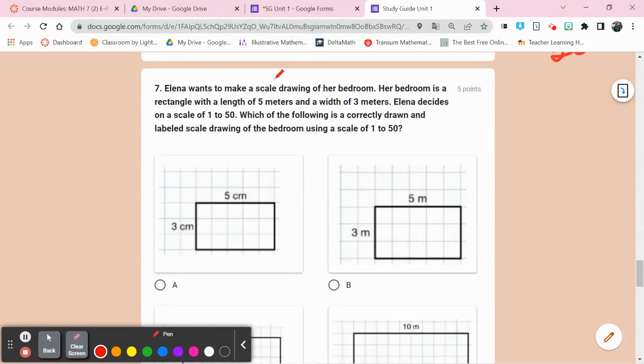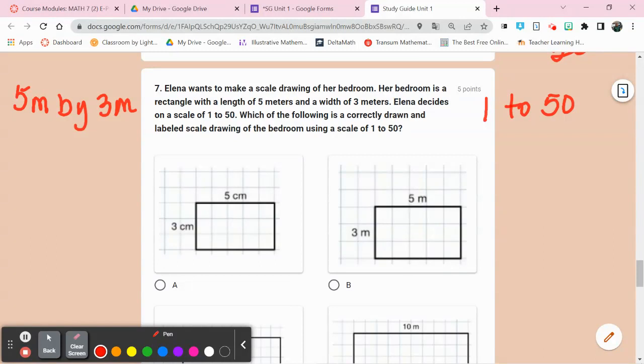Elena wants to make a scale drawing of her bedroom. Her bedroom is a rectangle with a length of 5 meters and a width of 3 meters. So that's in real life. 5 meters by 3 meters. All right. Elena decides on a scale of 1 to 50. Remember, there's no units on this scale. All right. Which of the following is a correctly drawn and labeled scale drawing of her bedroom using a scale of 1 to 50? Okay.